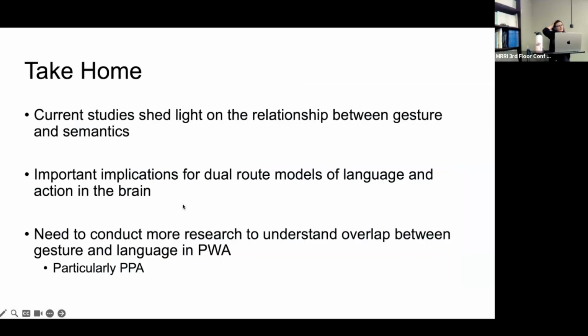So overall, the take home from these studies is that they shed light on the relationship between gesture and semantics. This has important implications for, for example, the dual route models of language and action in the brain, so how we think about how these two capacities are related and instantiated on a neural level. But ultimately, we do need more research to understand this overlap between gesture and language. This is particularly true in PPA because there is very little research looking at the connection there.